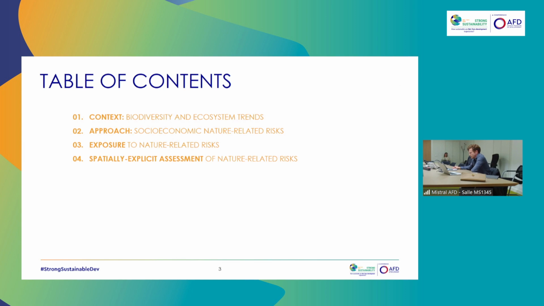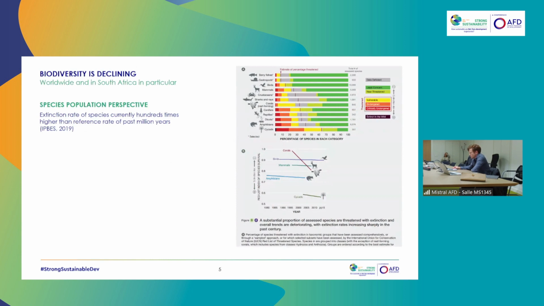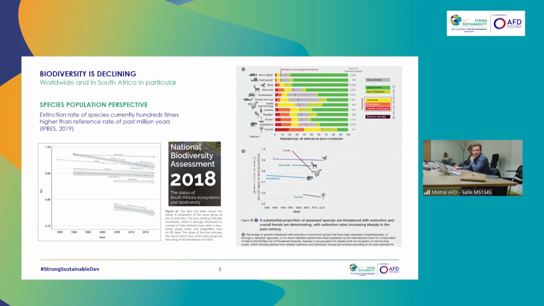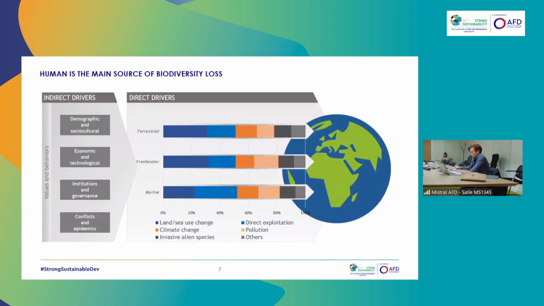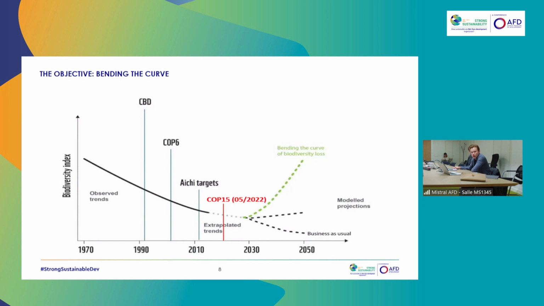So first, briefly, the context. Biodiversity is declining, and some speak about the sixth extinction, and biodiversity is declining also in South Africa. But it is a problem not only for biodiversity itself, but for humans, because biodiversity is the basic ground of ecosystem services of different types, on which humans rely, and humans are the main source of biodiversity loss. So the main source of ecosystem degradation, and then of ecosystem services degradation, through several types of drivers, mainly land and sea use changes, climate change, direct exploitation, and pollution. So a transition to a biodiversity-positive economy will try to mitigate those pressures.